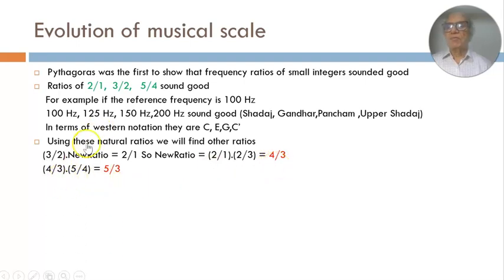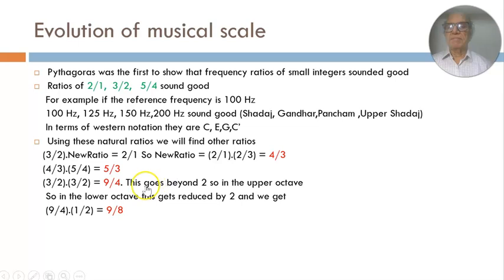Then multiply 4 by 3 by 5 by 4. This one is already available. We multiply the two and we get a new ratio, that is 5 by 3. Then 3 by 2 into 3 by 2 is 9 by 4. But note that this goes beyond 2. So this is in the upper octave.